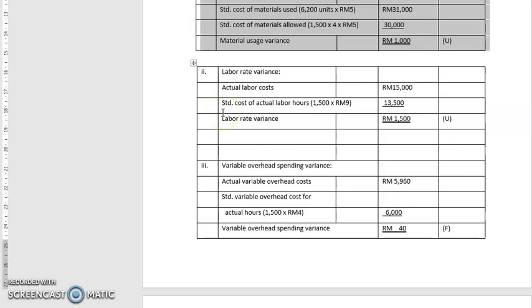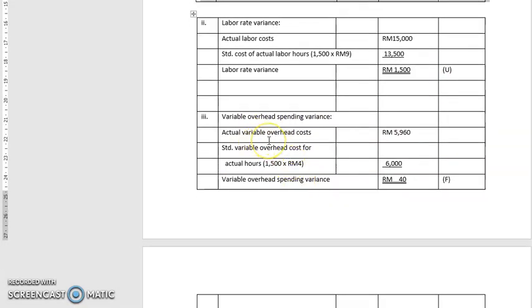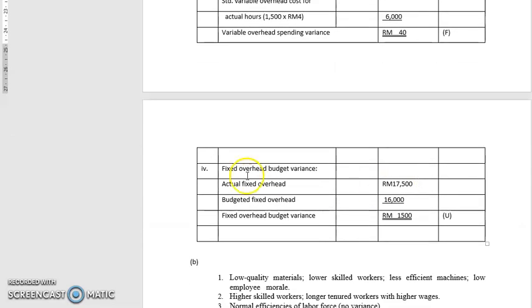and we minus the standard cost of actual labor hours, so we get labor rate variance. It is unfavorable. Variable overhead spending variance, okay, variable overhead cost, okay, standard variable overhead cost per actual hours. Okay, we got 1,000 and you get a favorable of 40 RM. Okay, fixed overhead budget variance. Okay, fixed overhead, get this number. And then budgeted fixed overhead. And fixed overhead budget variance is unfavorable.